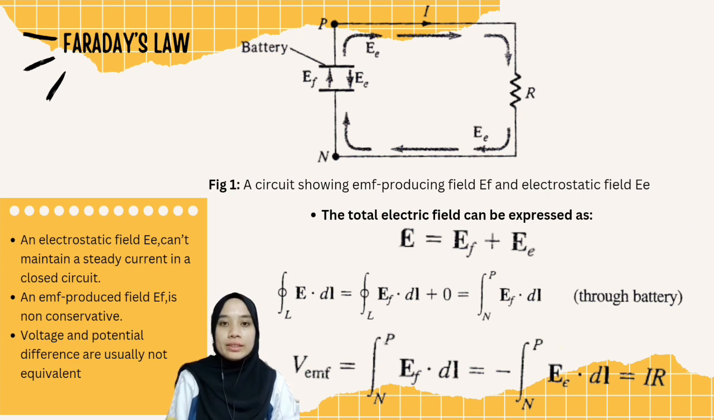Based on figure 1, a circuit showing EMF producing field EF and electrostatic field EE. The total electric field can be expressed as E equal to EF plus EE. If we integrate over the closed circuit, we will get an equation like this, where EF and EE are equal and opposite within the battery. It's important to know that the electrostatic field EE can maintain a steady current in a closed circuit, and the EMF-produced field EF is non-conservative. Voltage and potential difference are usually not equivalent.